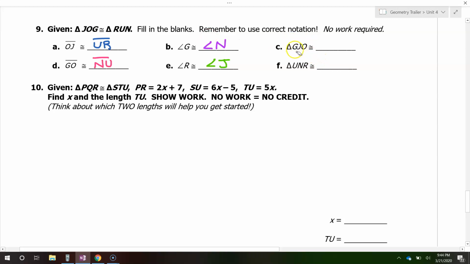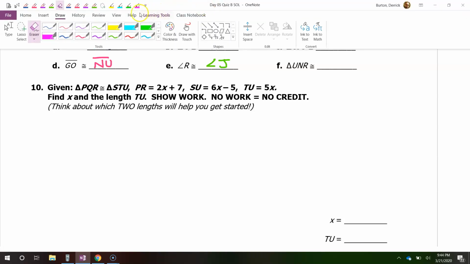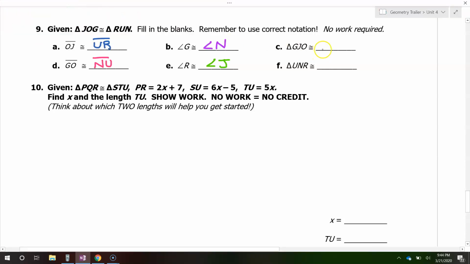Okay, and finally, triangle GJO. So we just have to put the letters in the correct order. Okay, triangle G. So G goes with N. J. Let's see. Well, okay. J goes with R. And O. O goes with U.